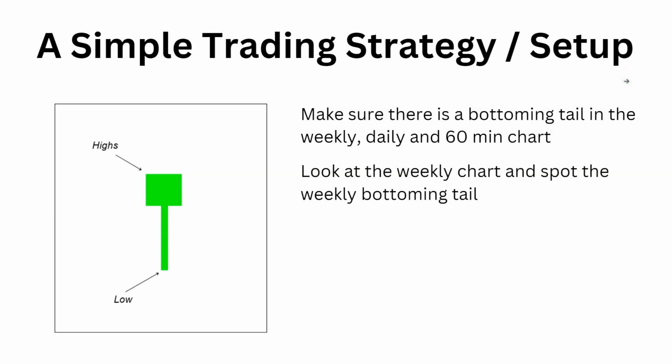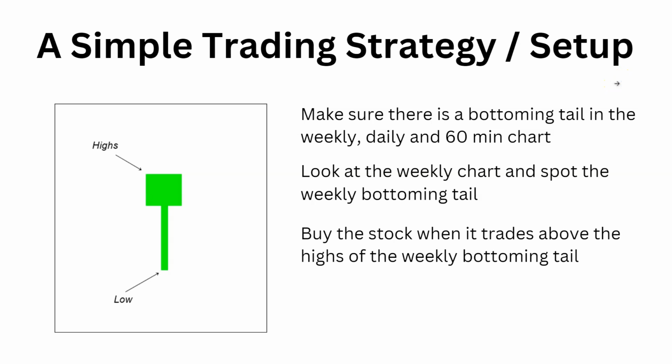Secondly, look at the weekly chart and spot the weekly bottoming tail. Is there a bottoming tail in the weekly chart? Look at the highs, look at the lows. Now, buy the stock when it trades above the highs of the weekly bottoming tail. You can buy it if it trades 10 or 20 cents above the highs of the bottoming tail. Let's say the high is $25. You can buy it when it trades above $25.20. It depends. Some people can just buy it the moment it trades above 25.